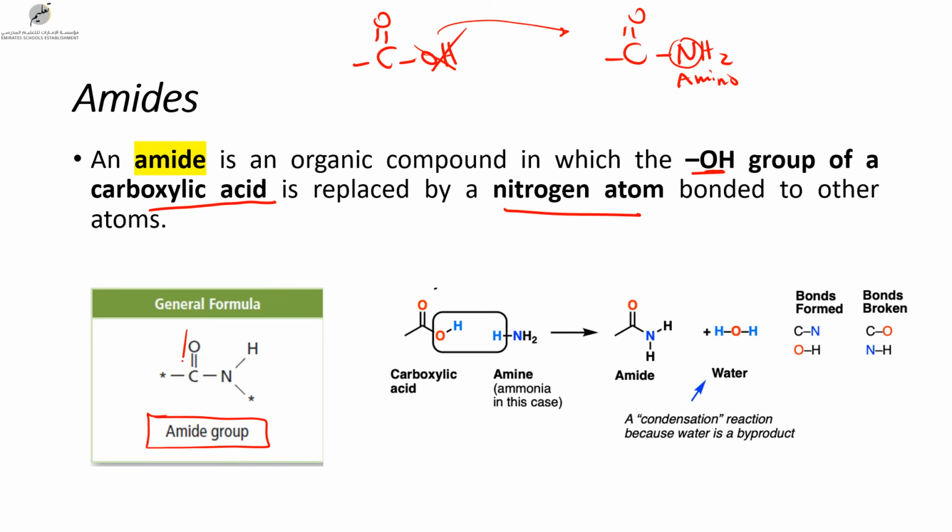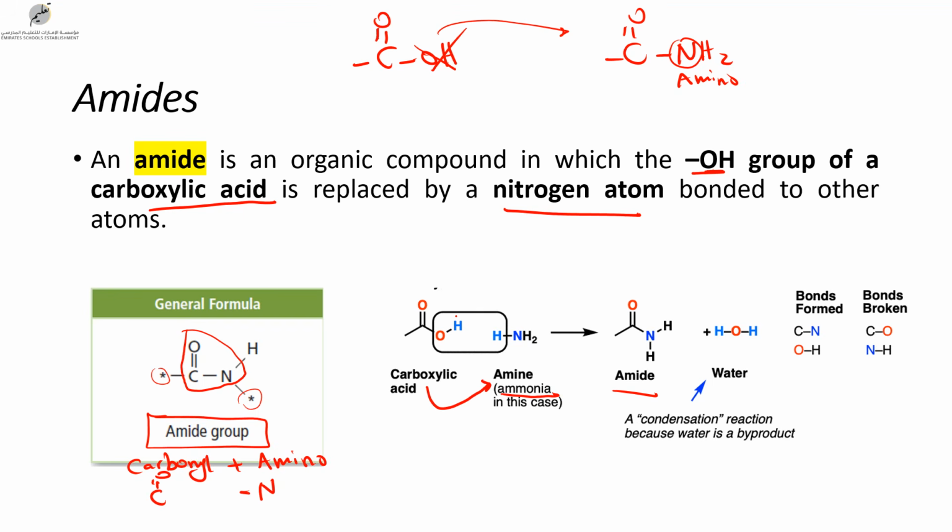Okay, so the amide group is a carbonyl plus amino. So carbonyl is this one, and amino is nitrogen. Alright, the star can mean any other thing, right? It can mean H or R, and this one can also mean H or R. So how can we get an amide? We can get that by a reaction between a carboxylic acid and an amine, like ammonia, NH3.